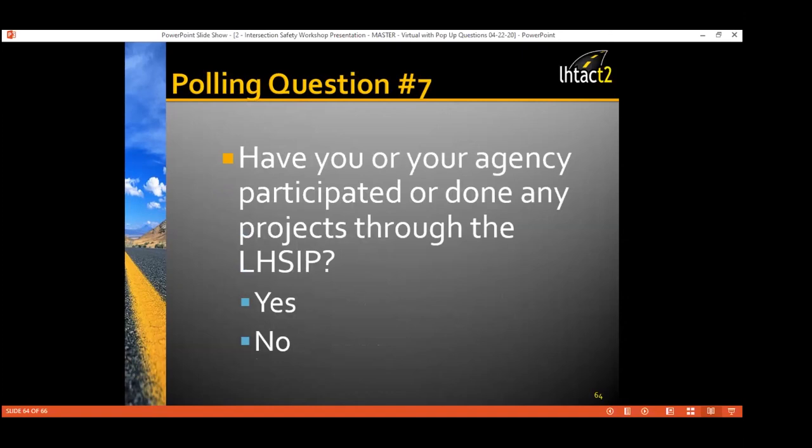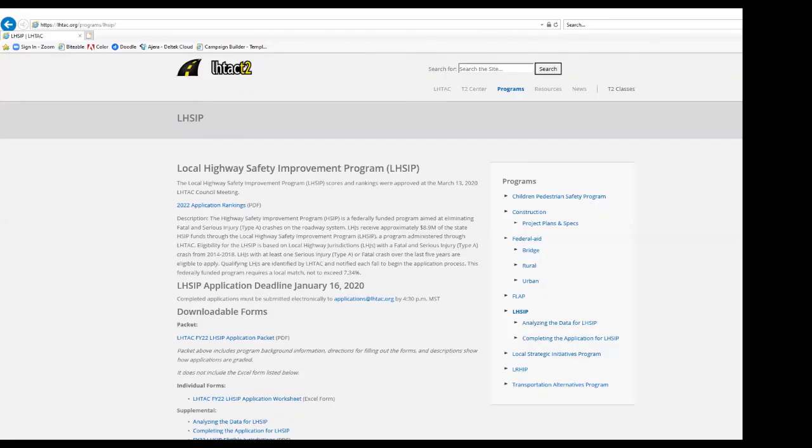Have you or your agency participated or done any projects through the local highway safety improvement program? And actually, while that poll is going, I can share my screen really quick and I can direct them to the LSIP page. Perfect. Thank you. Okay, let me find the right one. Okay, so we've got the LTAC website going over here.